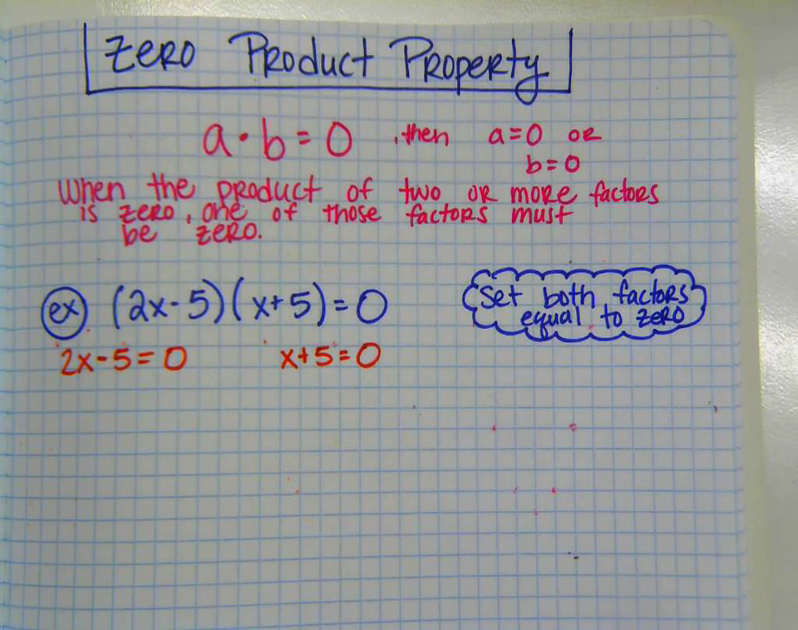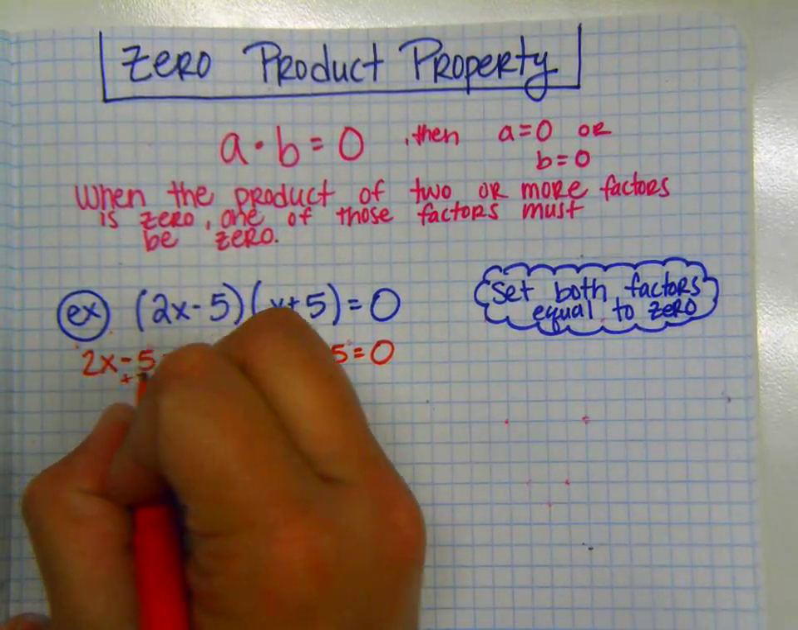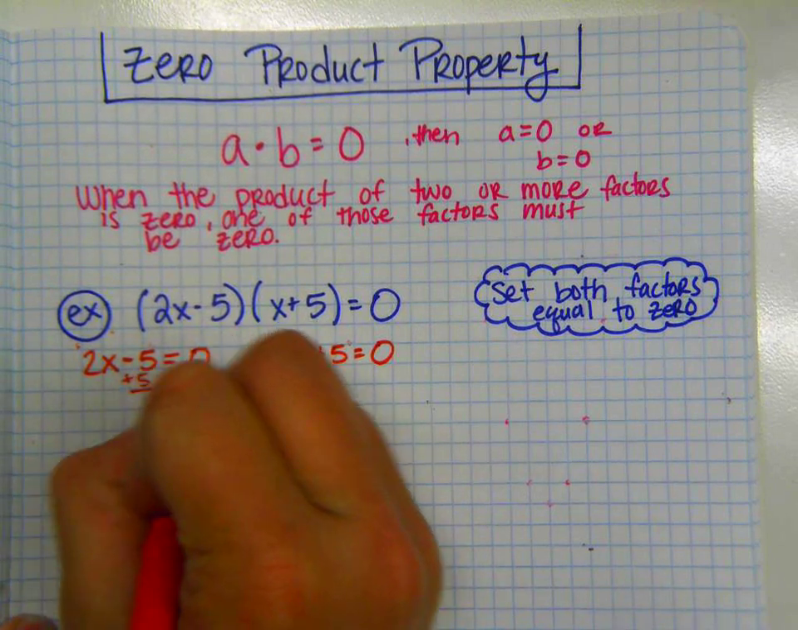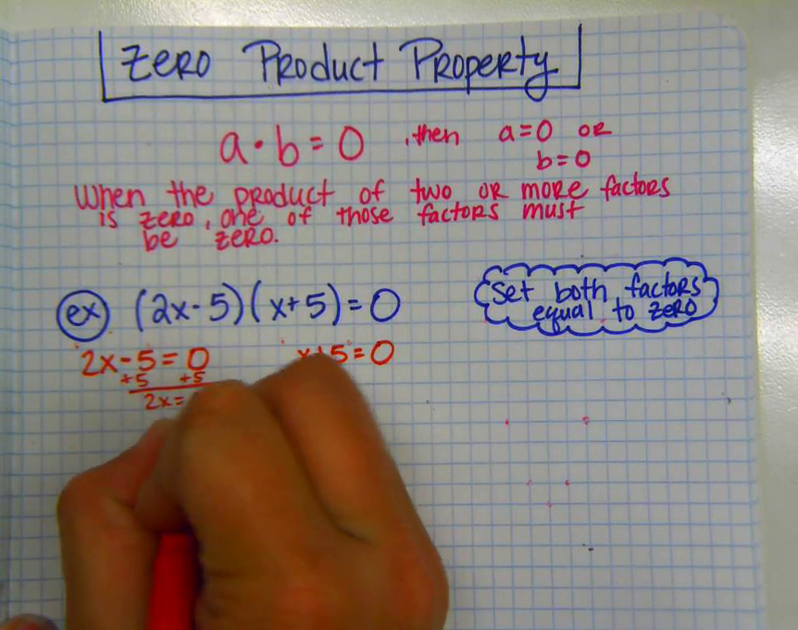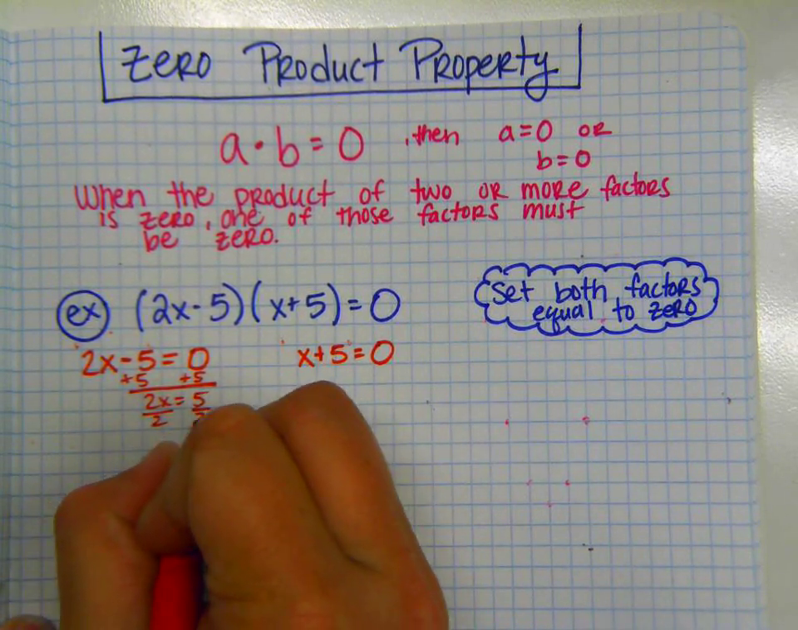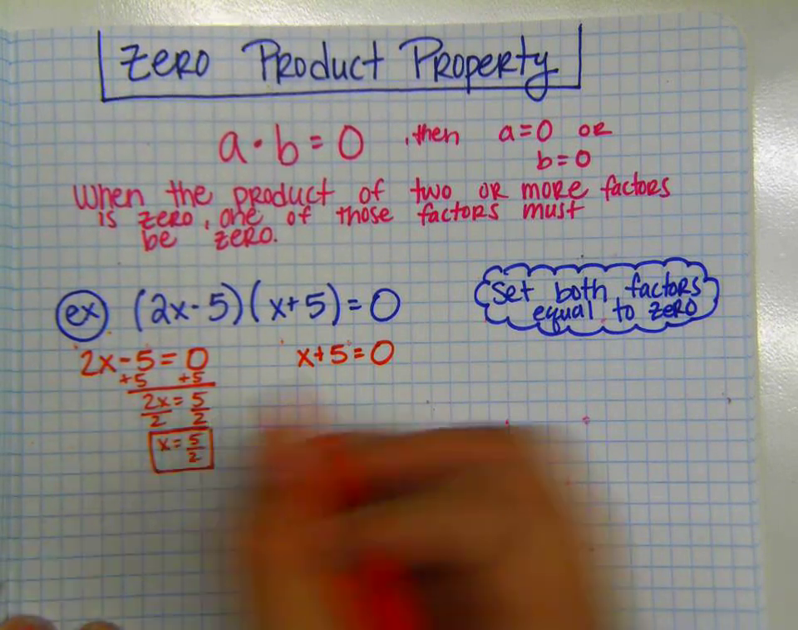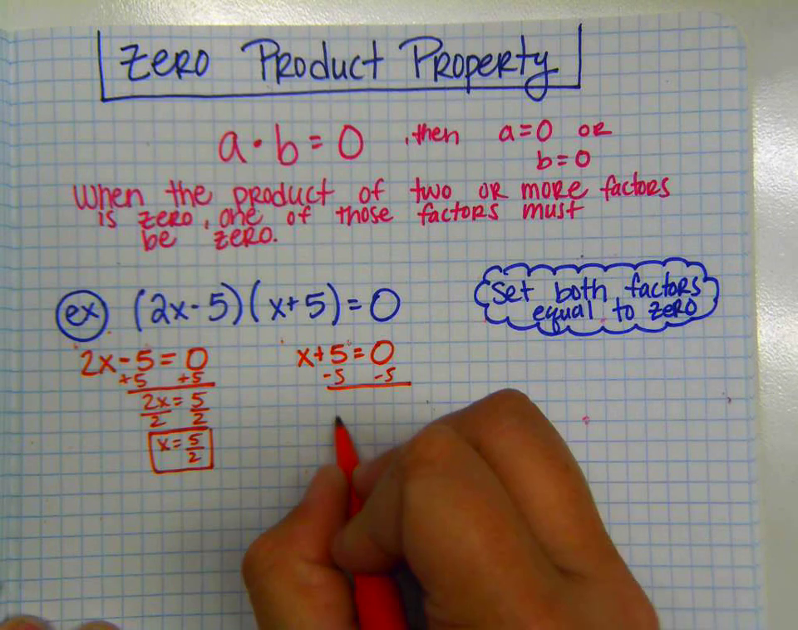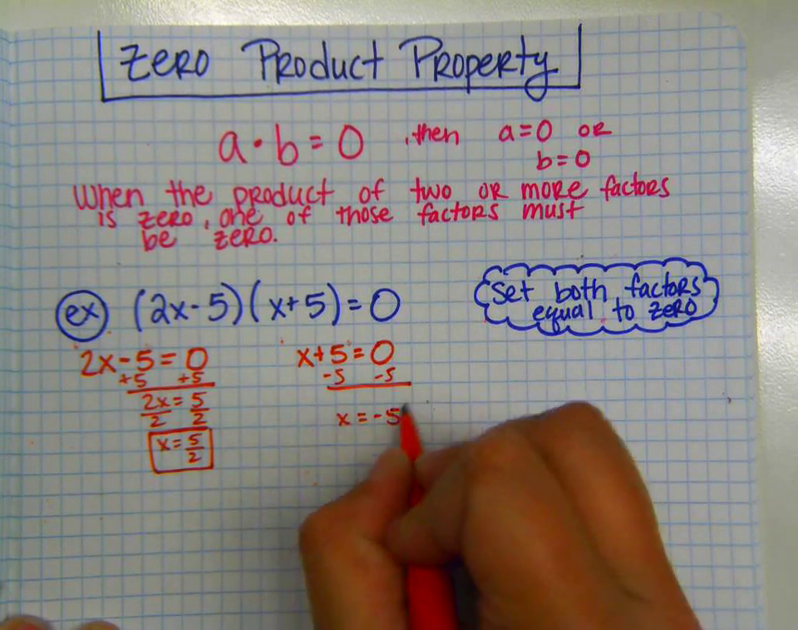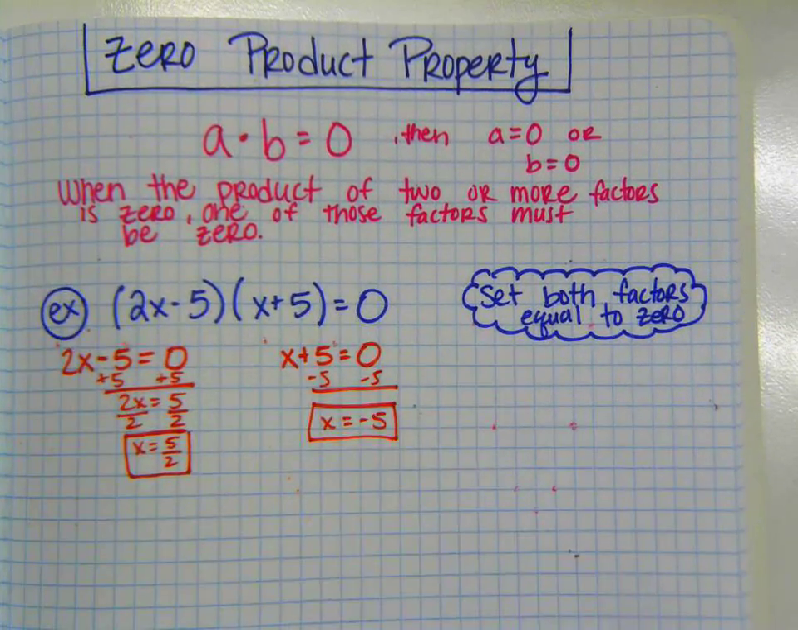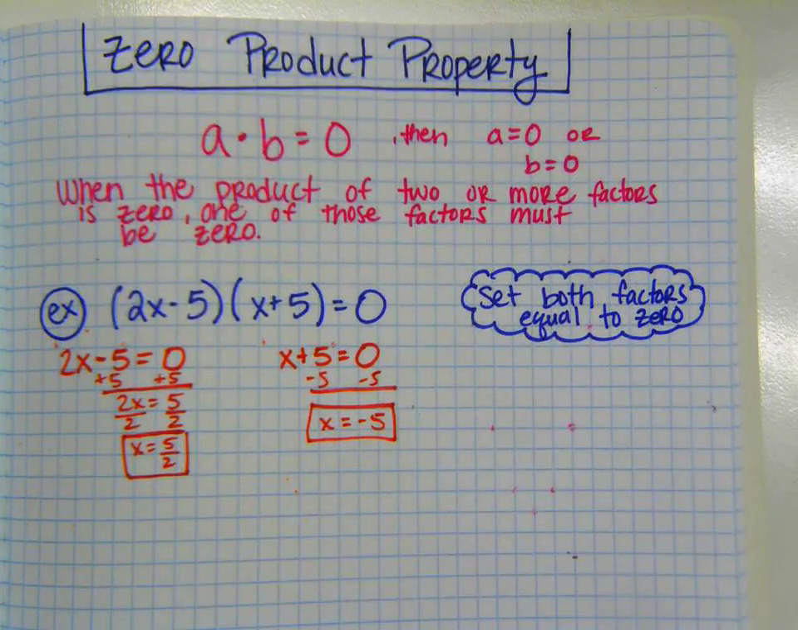So we solve both for x by adding 5. That'll be 2x equals 5, divide by 2. x equals 5 halves. Over here, x equals negative 5. And both of those are answers. You have two answers here. Okay, that's all you do for zero product property.